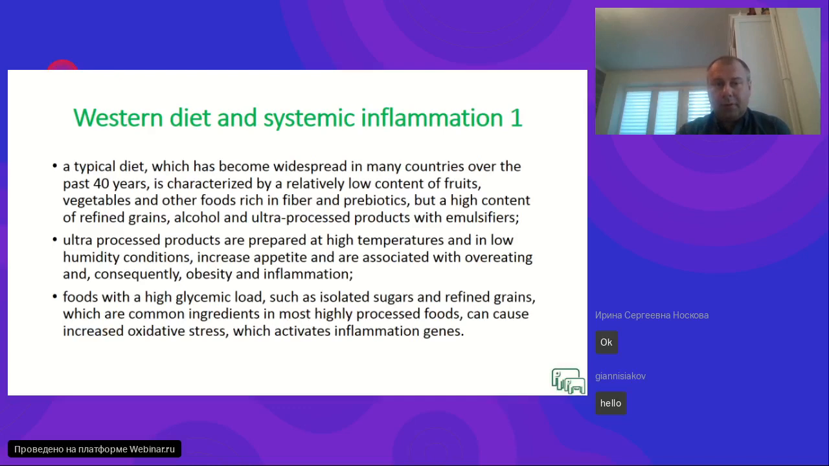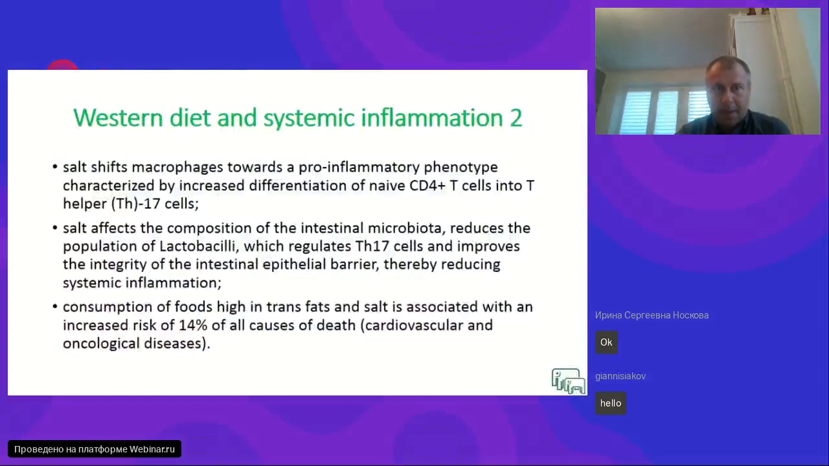So these ultra-processed products are prepared at high temperature and in low humidity conditions. They increase appetite and are associated with overeating, obesity, and inflammation. Also, ultra-processed products are a food with a high glycemic load, such as isolated sugars and refined grains, which also cause inflammation, increased oxidative stress, and activate negative pathological processes in our organism.